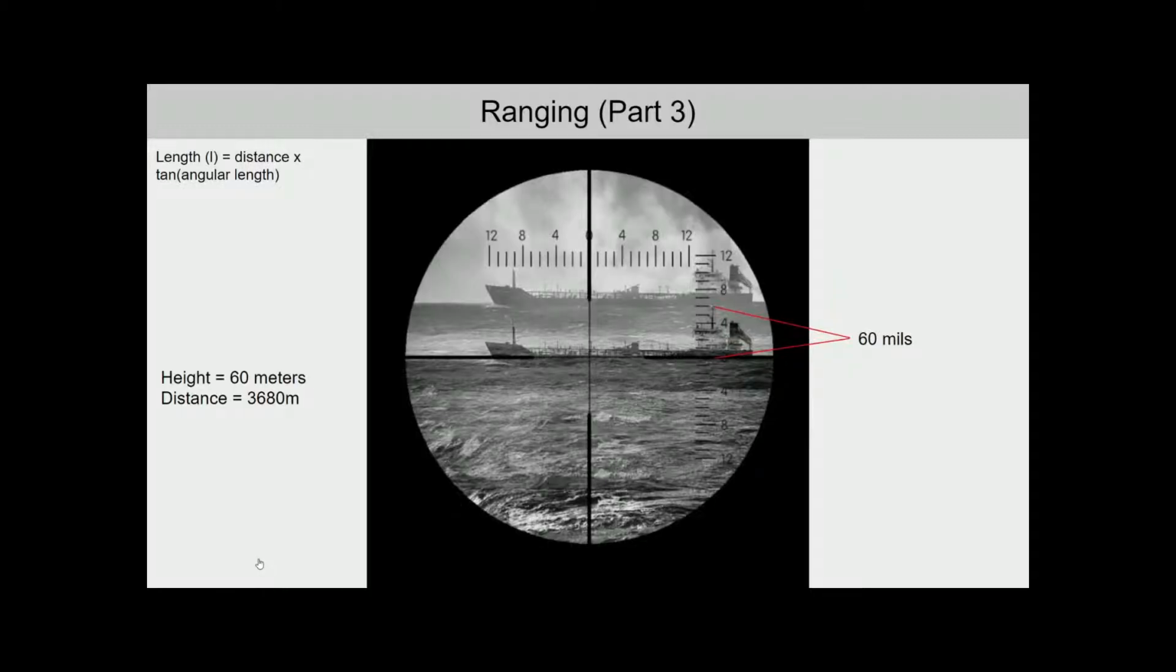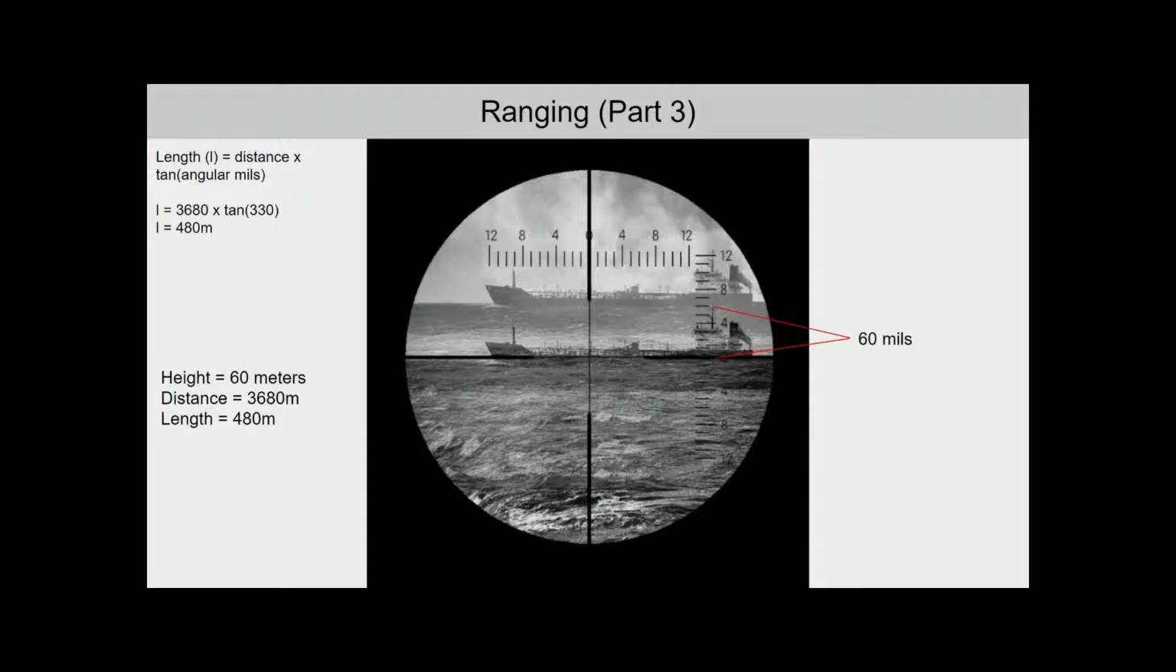Now that the officer has the height and distance of the ship, it is time to find the length. The formula for length is distance times tan angular length in mils. This means that length, represented by L, equals 3,680 times tan angular mils. The length of the ship is 480 meters.